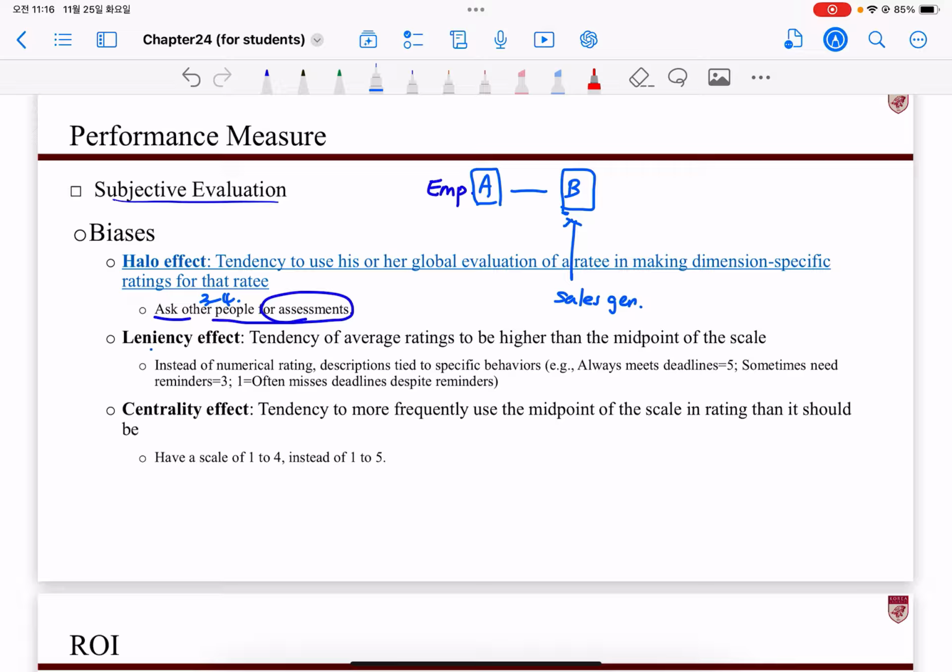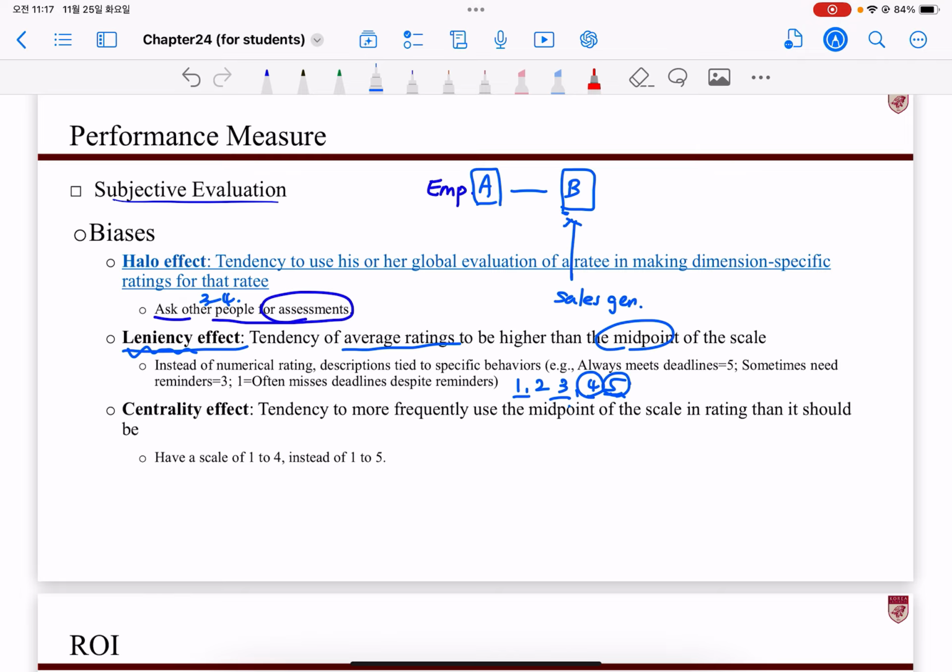There's another thing called the leniency effect. Many people tend to give better ratings than the average, than the midpoint. Okay, so let's say there is a scale of 1, 2, 3, 4 to 5, 5 being better, 1 being poor, you have a tendency to give 4 or 5 rather than 3 or below 3. Okay, so this is a bias to be lenient toward the person you are evaluating.